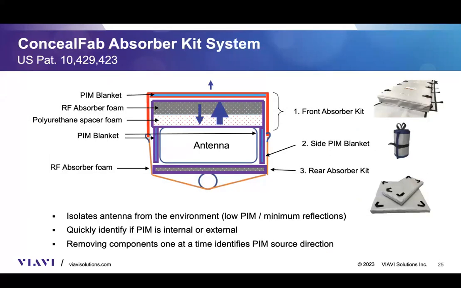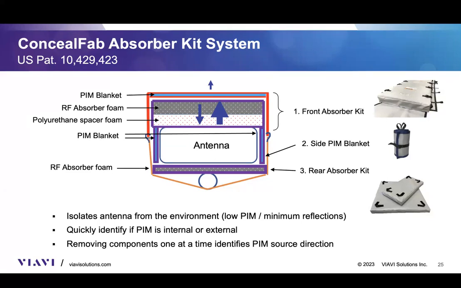All right, so I talked about the absorber kit, and this is a graphical picture of what it looks like. The kit itself contains 3 components: the front absorber kit, the side PIM blanket, and the rear absorber kit. Effectively, this isolates the antenna from the environment in a way that minimizes the reflections being created. It's also designed to minimize PIM being generated within the foam or the components that we're putting in front of the antenna.